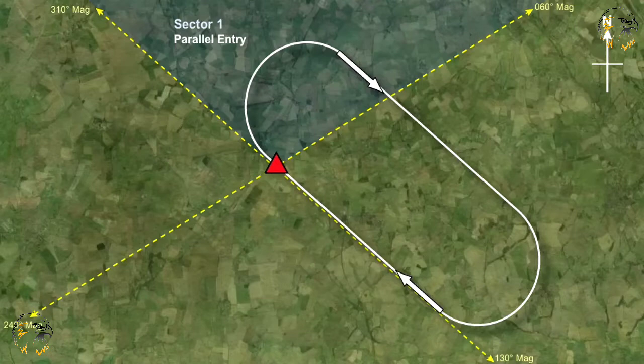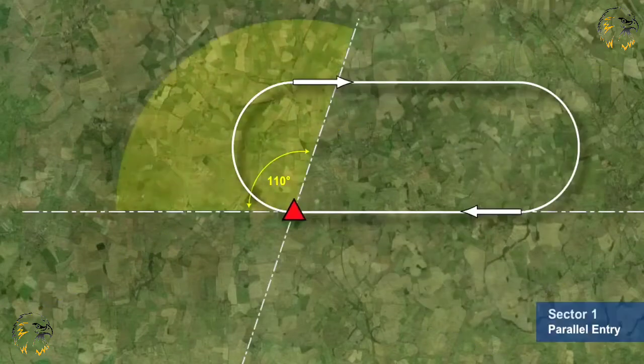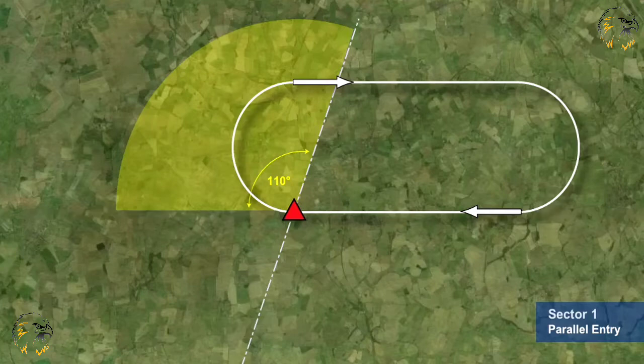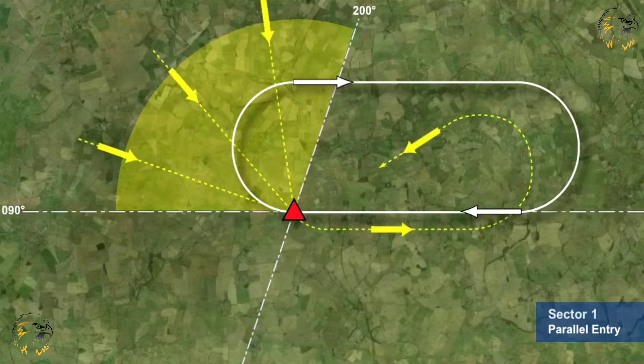The parallel entry procedure is used by aircraft approaching the holding fix from a specific sector. This sector is an arc 110 degrees wide, starting from a line parallel to the inbound segment of the hold. Therefore, in the example on screen, all aircraft arriving with a heading from 090 degrees to 200 degrees will use the parallel entry procedure. The procedure follows that when the aircraft arrives overhead the fix, the pilot changes heading to parallel the inbound track of the hold.